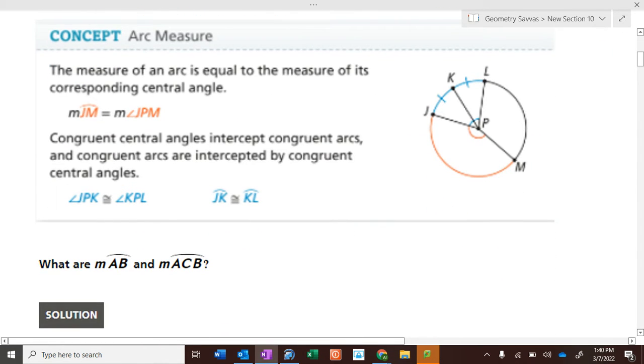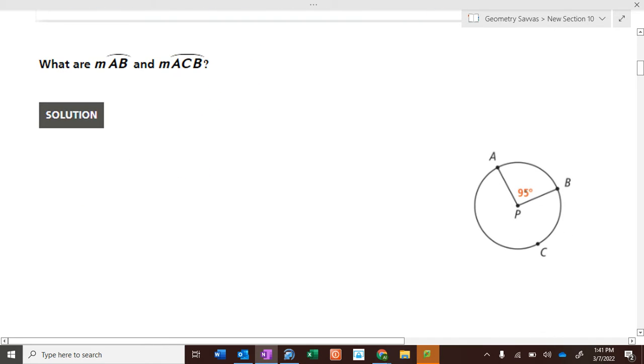Arc measure. If you know what's called the central angle, and the last problem right up there was 90 degrees, if you know your central angle, it will help you determine how long this arc measure is. Now, if these two arcs are equal, these two central angles are equal. That's what this is saying here. So, if this is 95 degrees, this is 95 degrees. The central angle is the same as the arc measure in degrees.